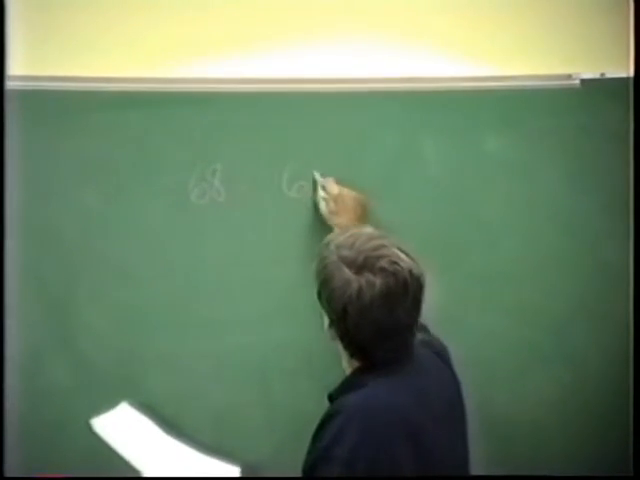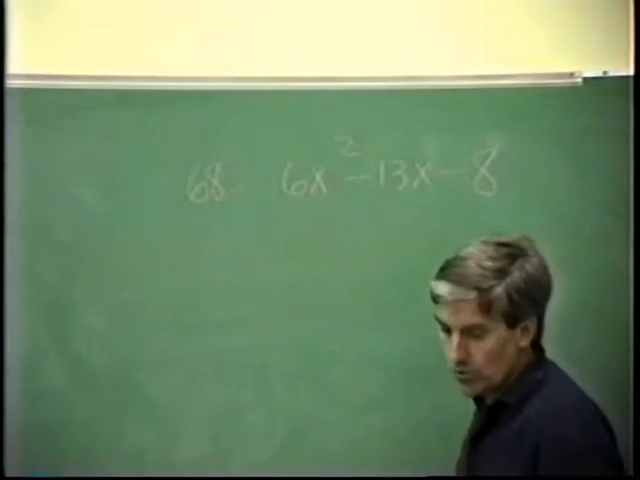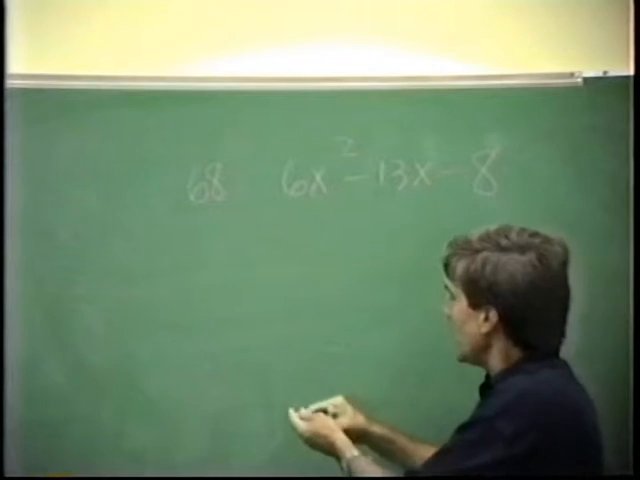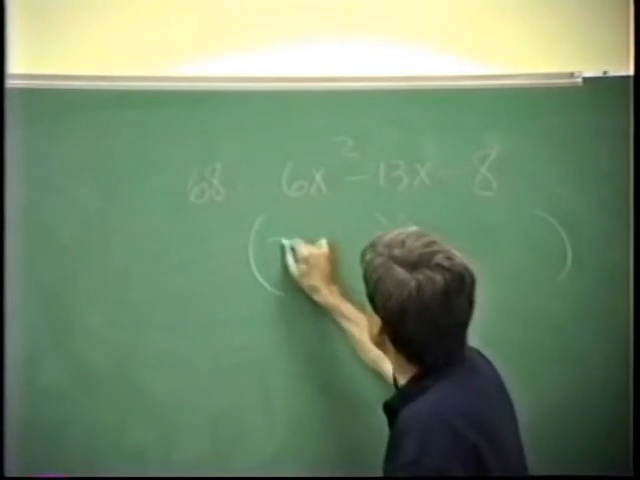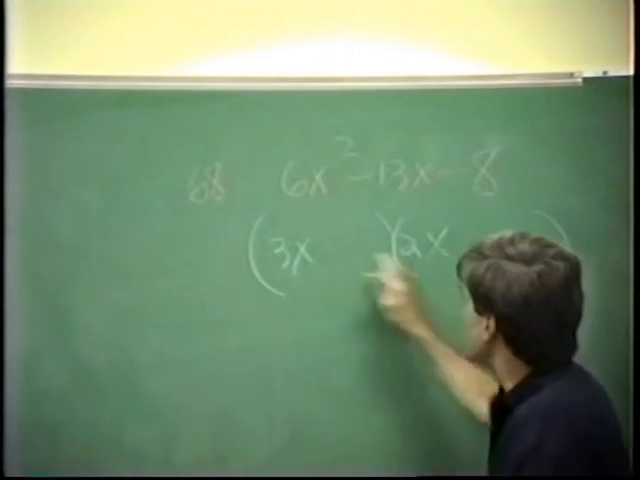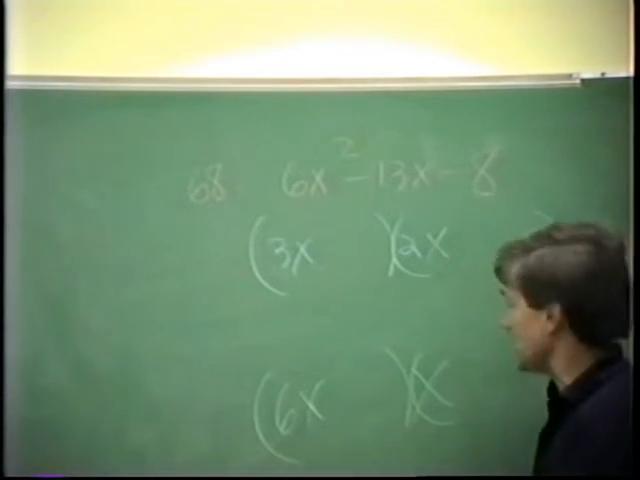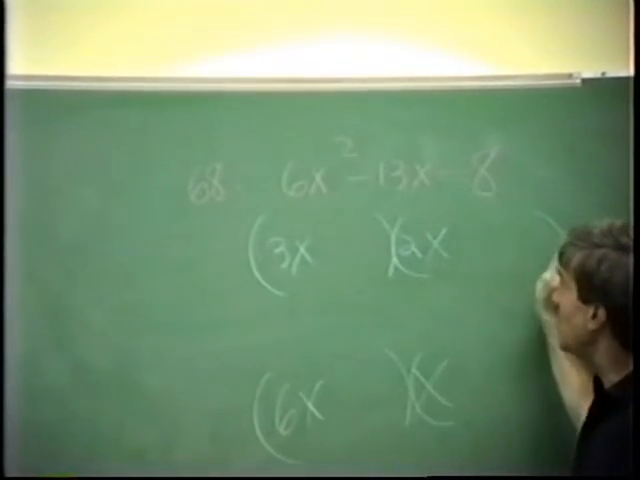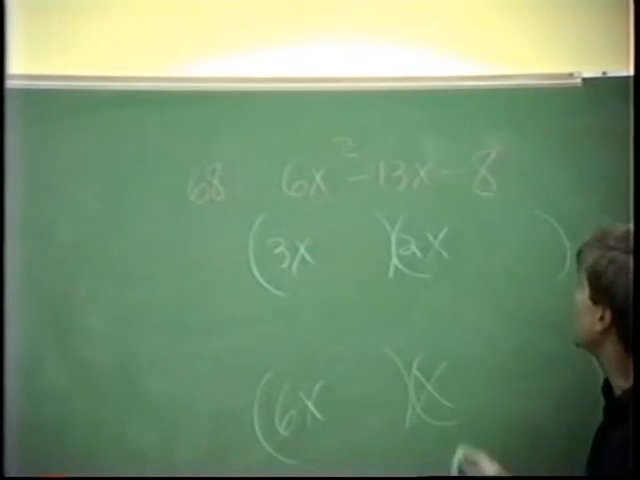It says 6x squared minus 13x minus 8. And we're trying to find a way to factor this thing. Now, first thing is that 6x squared, there are two ways that we might have to do this. One way would be with 3x and 2x. And the other way, if this doesn't work, then we're going to have to try 6x and 1x. You see, there are two ways to get it to come out to 6x squared. I don't know which one it is, so we just have to try one and see. Let's start with the 3x and 2x.